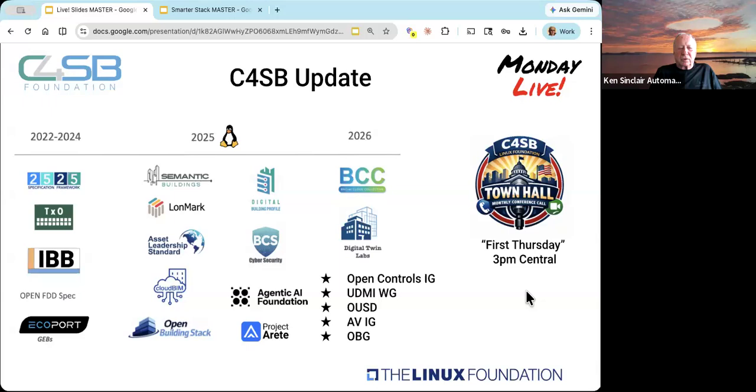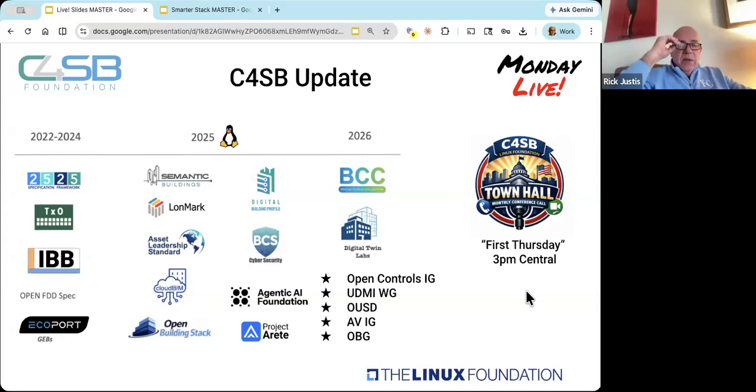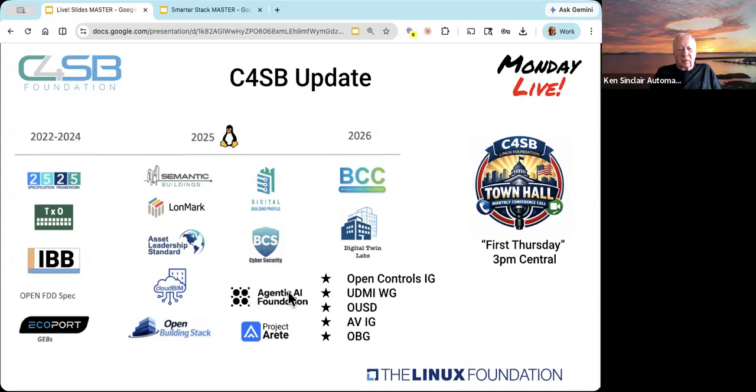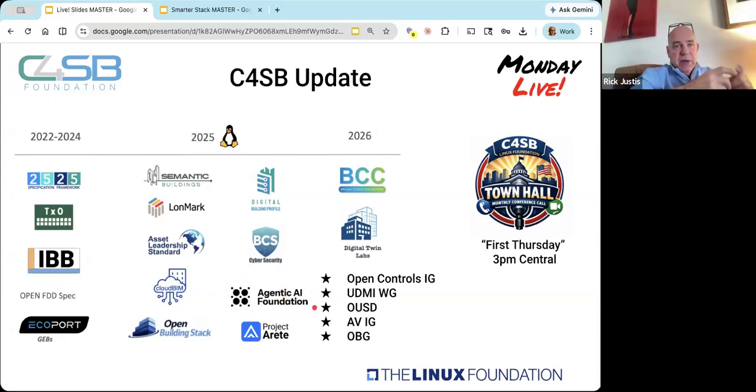Can you give us a thumbnail description of the Agentic AI Foundation? Yeah, I'm familiar with that one. That is actually one of the new ones. It's not part of C4SB, and I meant to put a dotted line around a couple of different working groups. Agentic AI is a top level one, one of the most exciting working groups inside the Linux Foundation.